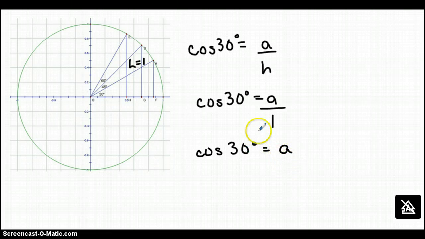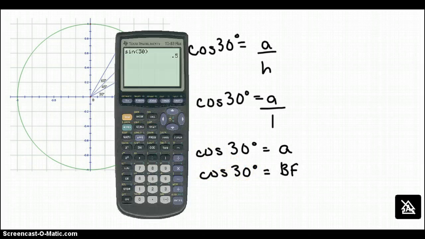and we know that the adjacent is from b to f. So I'm just going to go ahead and change that. It's from b to f. And b to f is the x-axis, so that's how you're going to find the x-coordinates of this problem. So we're going to calculate cos of 30.